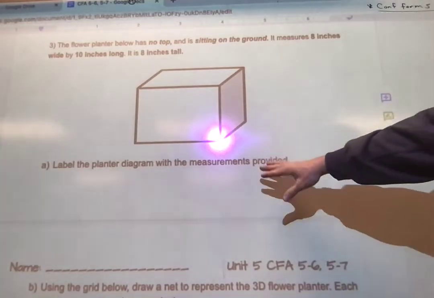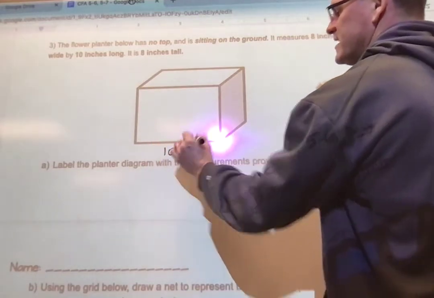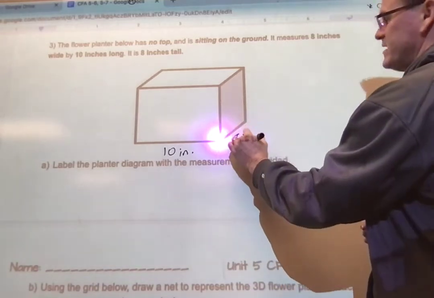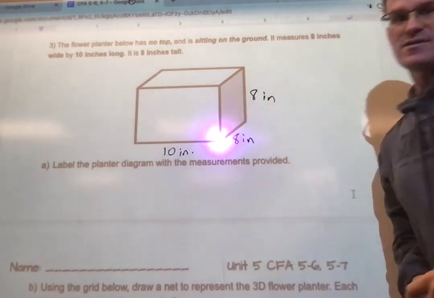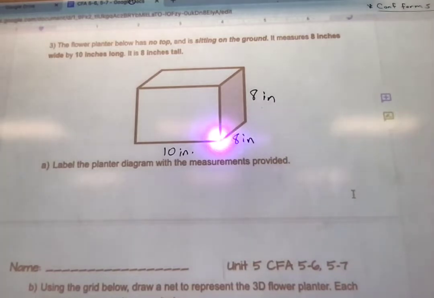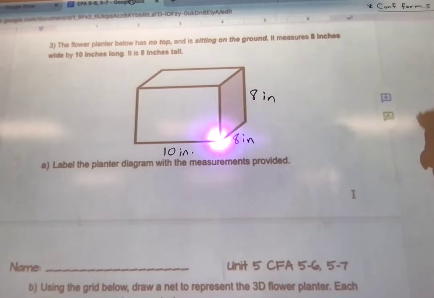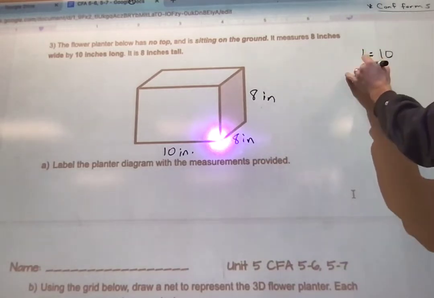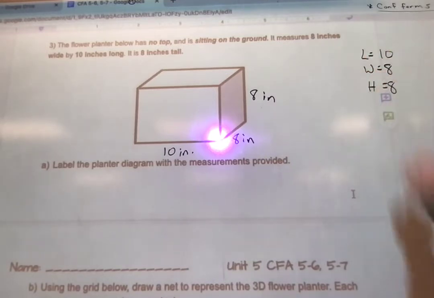So the first thing, just labeling this, we know it's 10 inches long, 8 inches wide, and it's also 8 inches tall. Writing in those dimensions, it's just 10 by 8 by 8. So we've labeled the measurements. I'll go over to the side and write that: the length equals 10, the width equals 8, and the height equals 8 in this case.